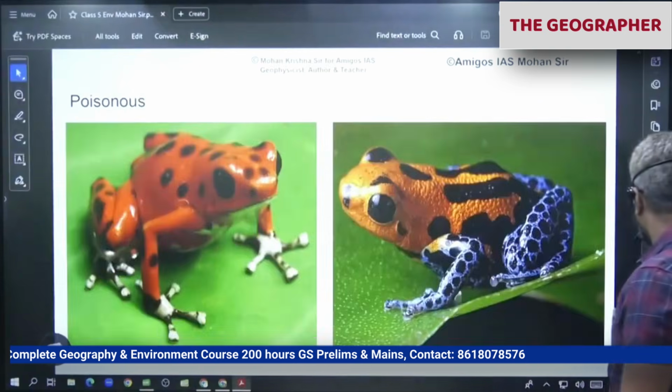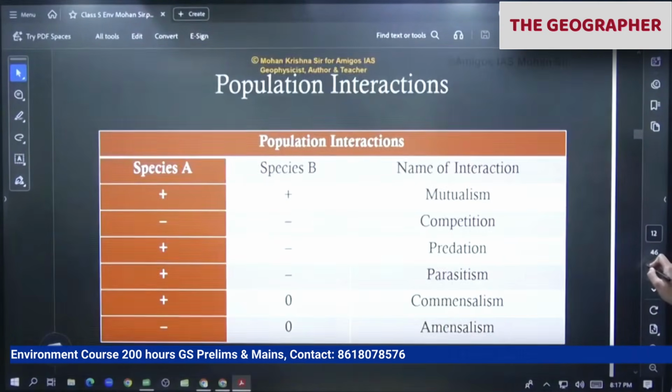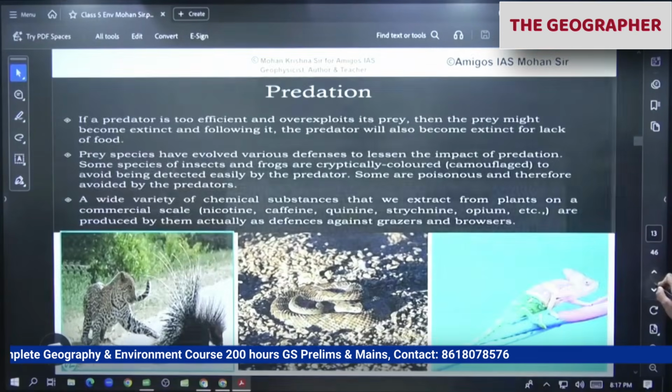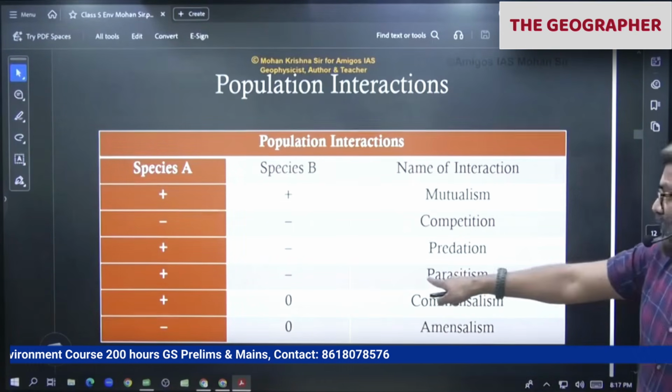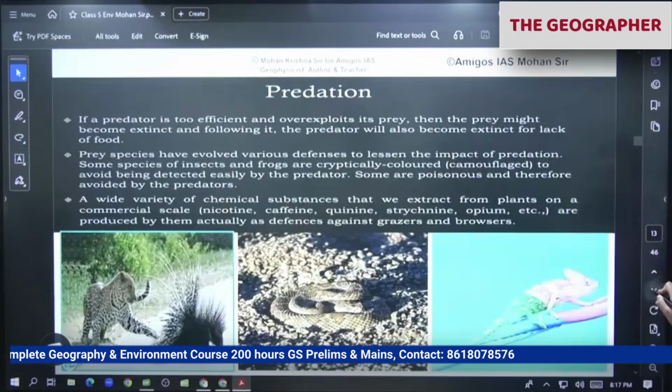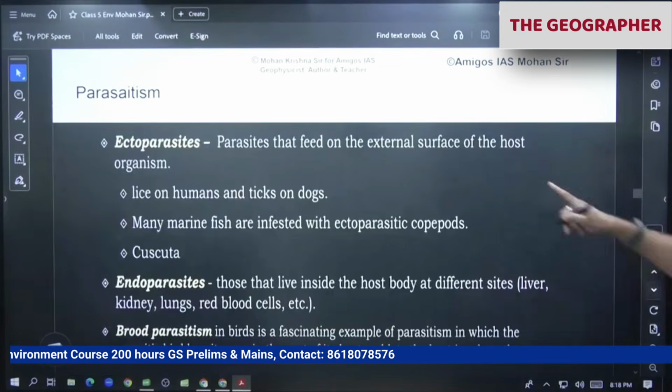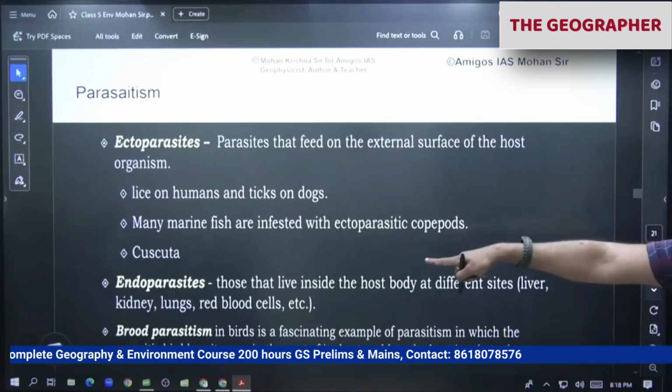Where is that? I have the image for this. Not this one. So here, this one we are discussing. We'll come to that. Parasites: ectoparasites outside, endoparasites inside.